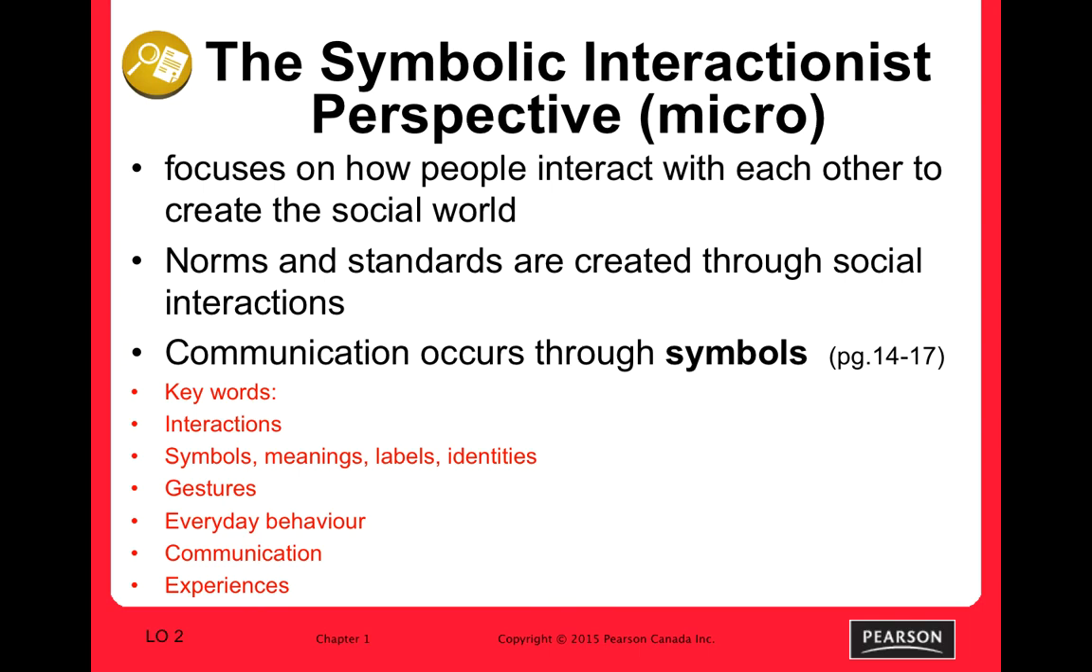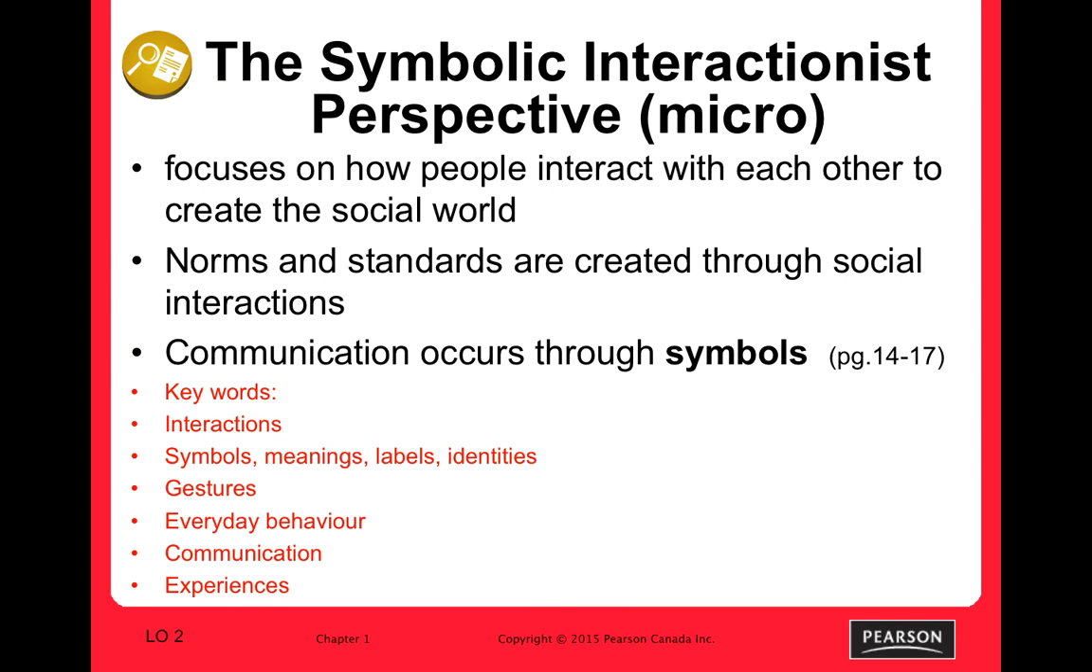So all of us, every day when we're having conversations, of course, we're just like grains of sand on a beach in a metaphorical way if you think about society. But it all starts somewhere, and it starts with us, and it starts with our social interactions. And that's why it's important to bring it down to this level to really understand sociology. The symbolic interactionist perspective is always going to be looking at social norms and standards that are created through social interactions. So how do we come to define what is understood as normal behavior?